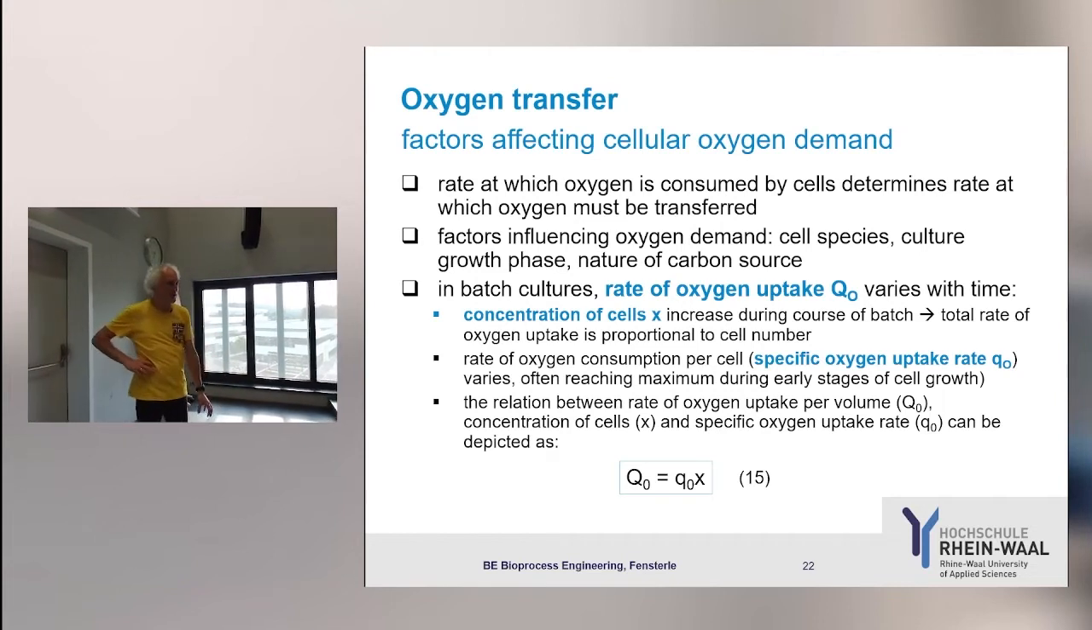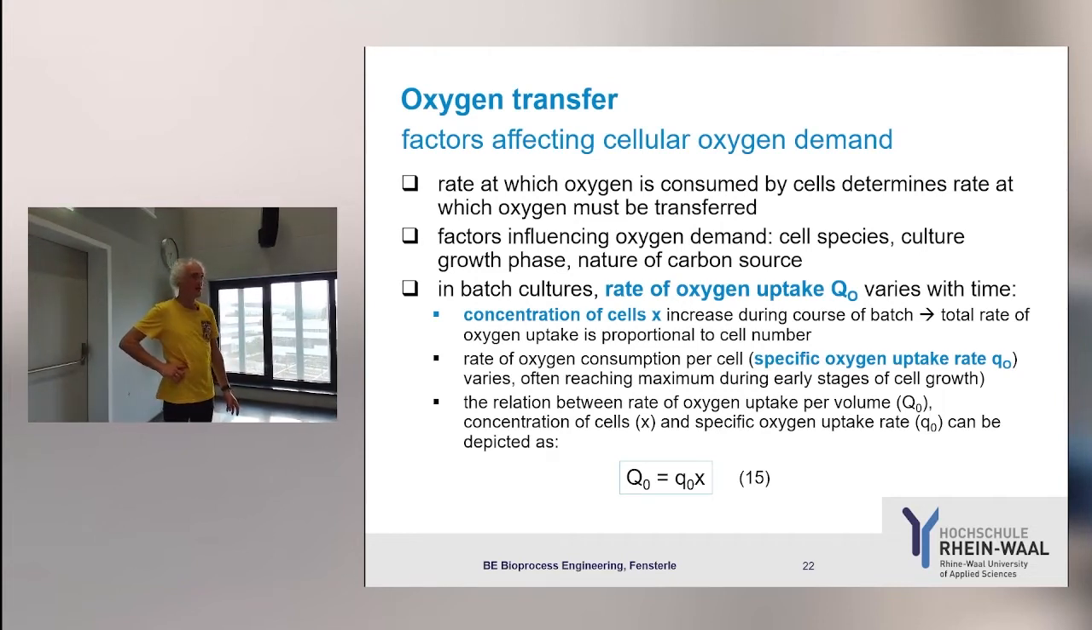If you start with a very low cell concentration, the oxygen being consumed is very low. So of course, in this case, you also need to transfer very low amounts. At the end, if you have high cell density, things are different.